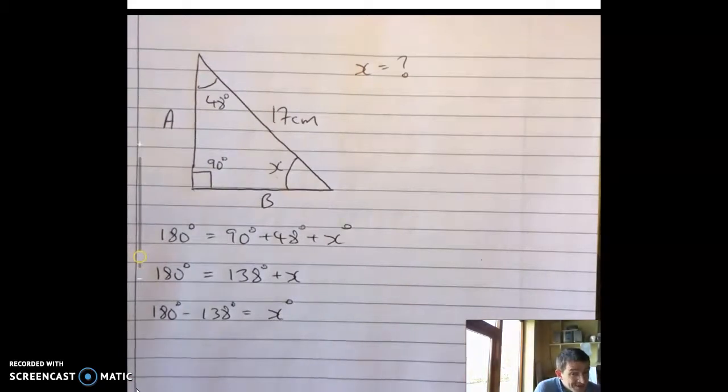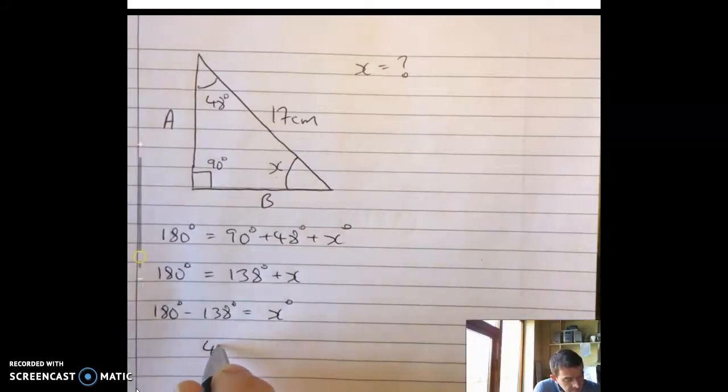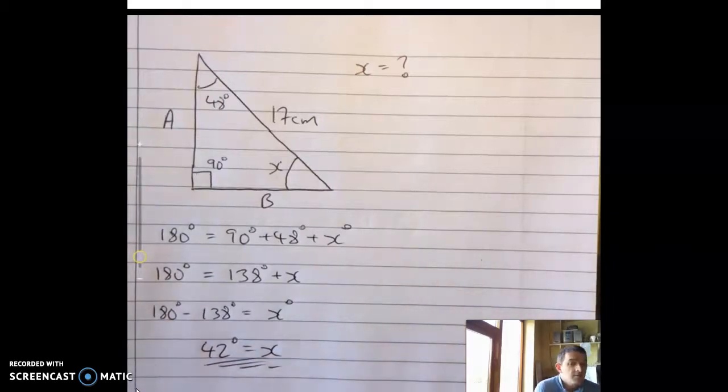180 take away 138, say 180 take away 140 would be 40, and the wee 2 there. So I make it 42 degrees. 42 degrees equals x, and that is the size of our missing angle.